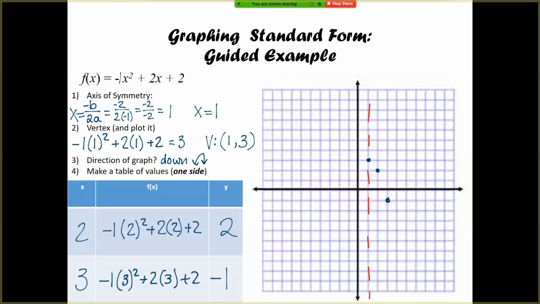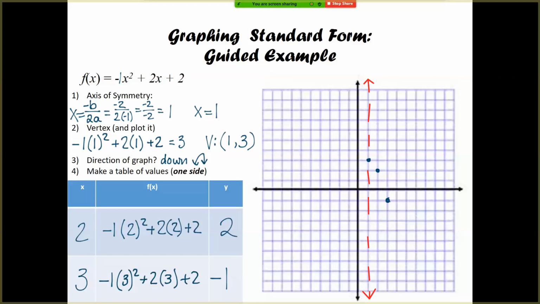Then I'm going to go ahead and draw in my axis of symmetry. Remember, your axis of symmetry goes through your vertex every single time. And we draw it as a dotted line because it's not technically part of the parabola. It's just a reference line that we use.